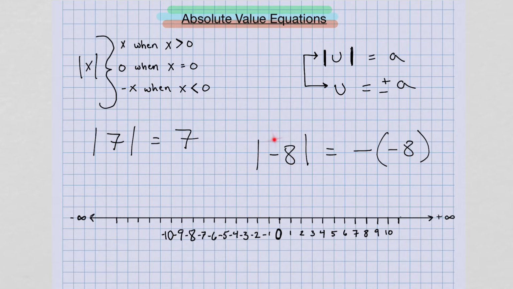Okay, here we have x is less than 0, so we kind of have to tack on this negative sign. When these absolute value signs come down, we change them out to parentheses, and you have to tack a negative sign out in front. So now we get the absolute value of negative 8 equals positive 8. So these are the rules you need to know.